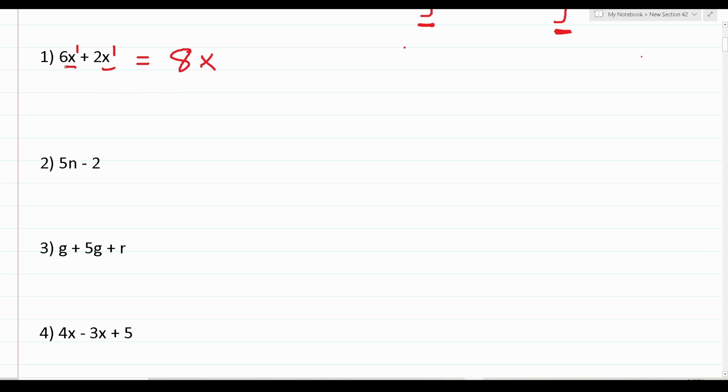And you may have noticed that it doesn't matter what comes in front of the letter variable. Those are called coefficients, and as you just saw, we're simply adding those together.